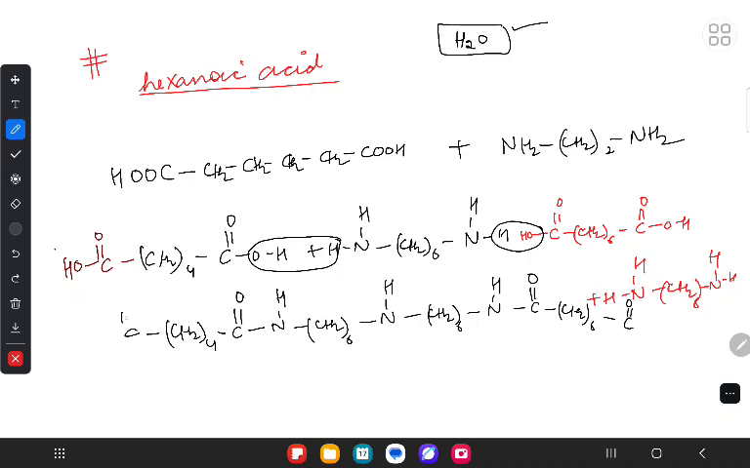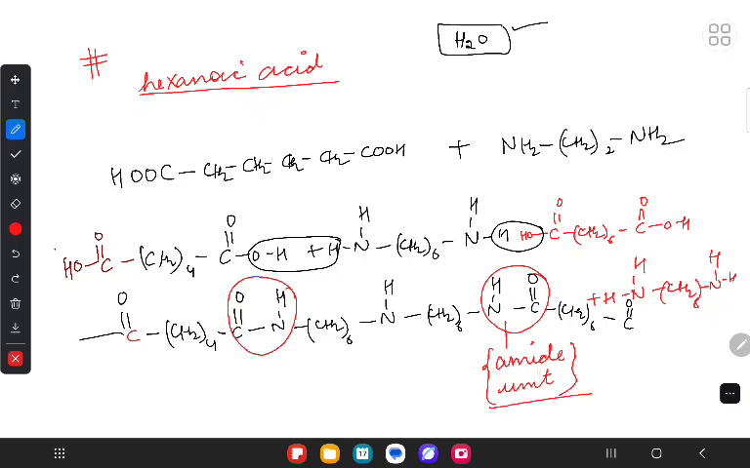Yes or no? Something like that. And like that. So you see this CONH unit is repeated over and over again. This unit is called the amide unit. So once we have the amide unit, what exactly happens in the amide unit?